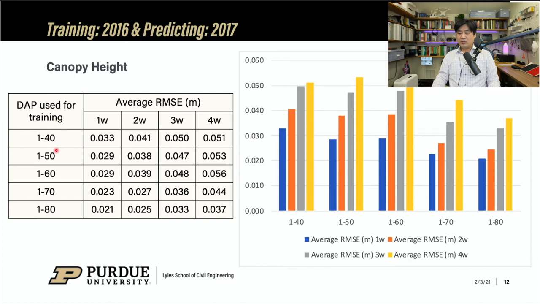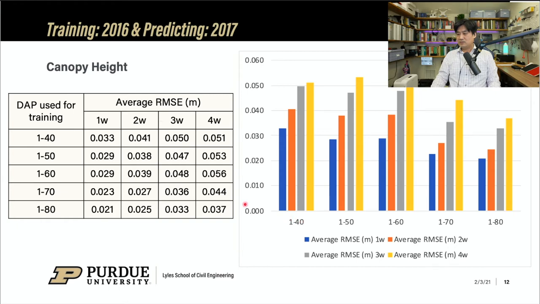And there is another direction over here. As we add more data into the training, you can see that when we use only the first 40 days to predict a week ahead, there is about 3 centimeter error. If you use almost 80 days of data and predict one week ahead, it's going to give you only 2 centimeter error. So as you move in this direction, error increases. As you move in this direction, error decreases.